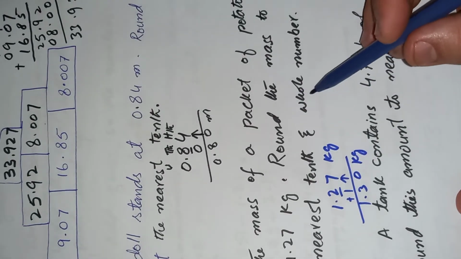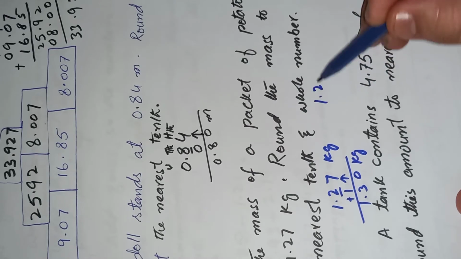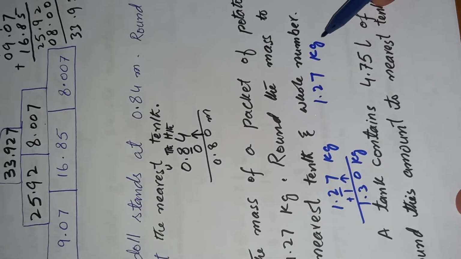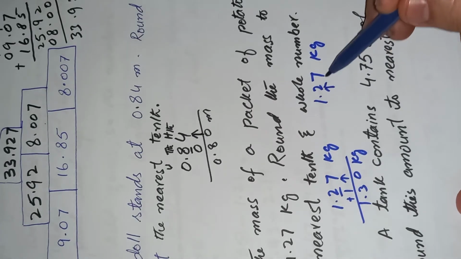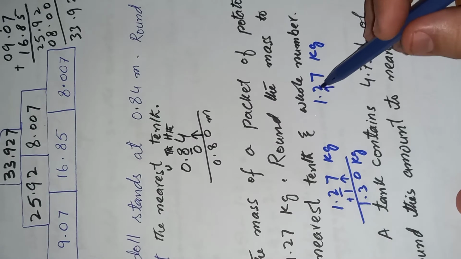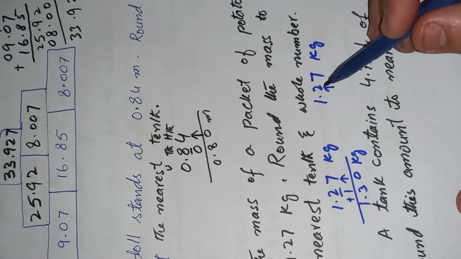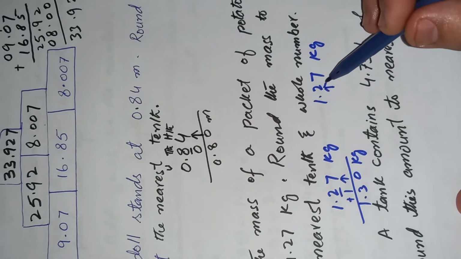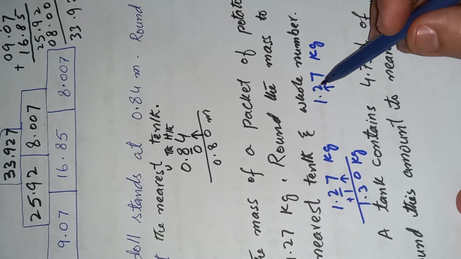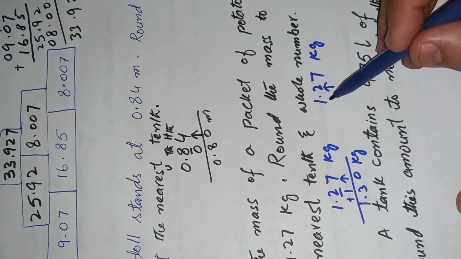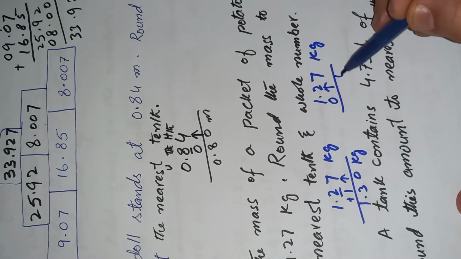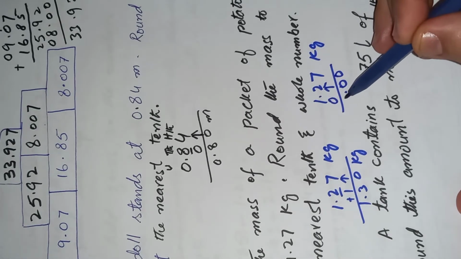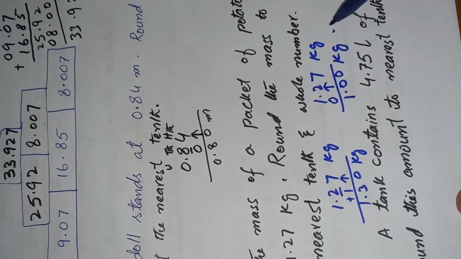Now we have to round the same amount to the nearest whole number. For the whole number we have to consider the first decimal place and see if it is 5 or more than 5, or 4 or below. We can see that it is below 4, so we won't add anything here. Instead we will make the other two digits 0, and 1 as it is, this much kilogram.